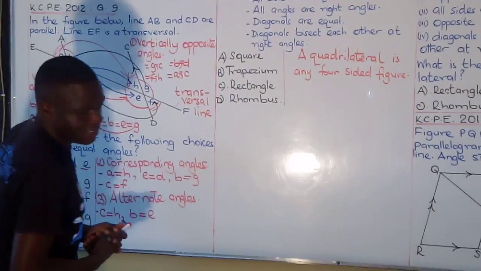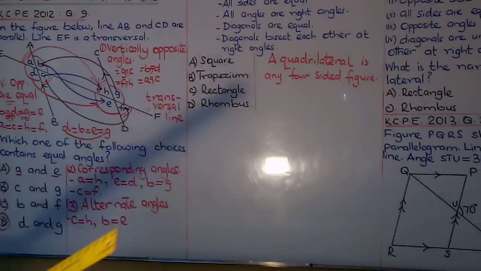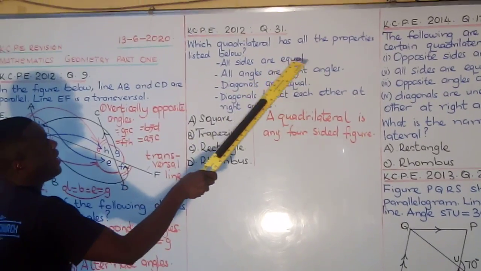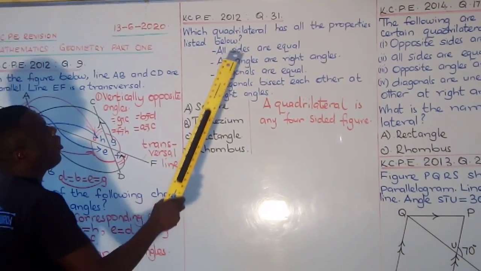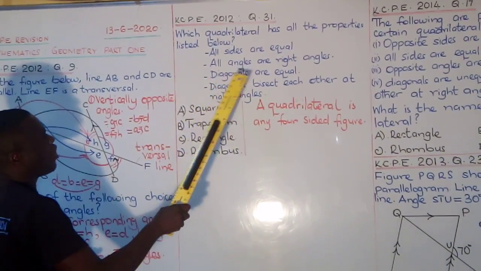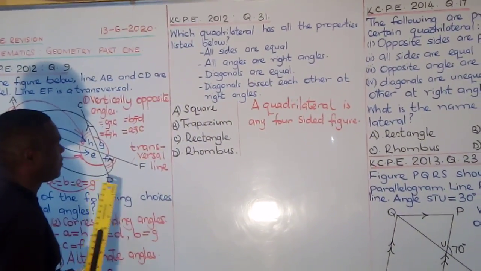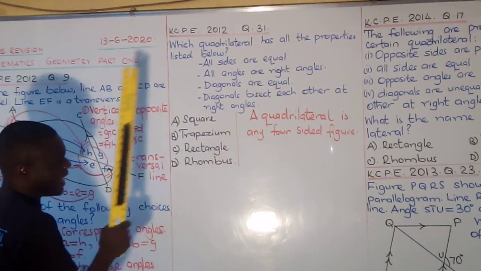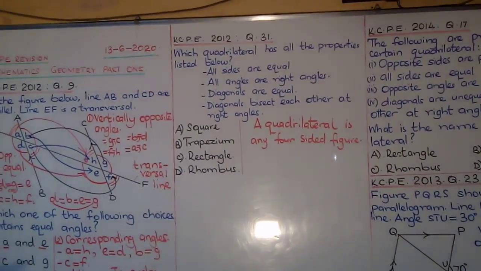Now let's look at these properties, boys and girls. Let us read together. All sides are equal. All angles are right angles. Diagonals are equal. Diagonals bisect each other at right angles.